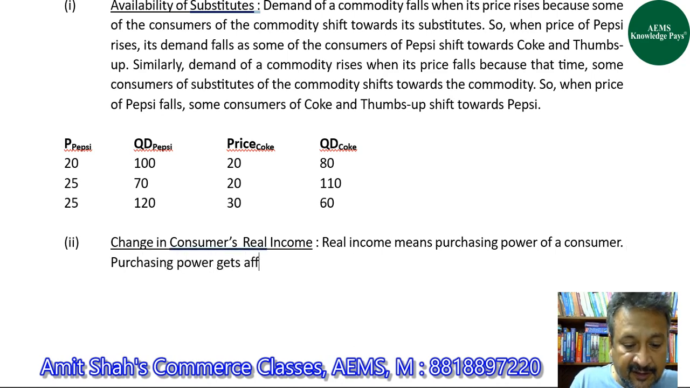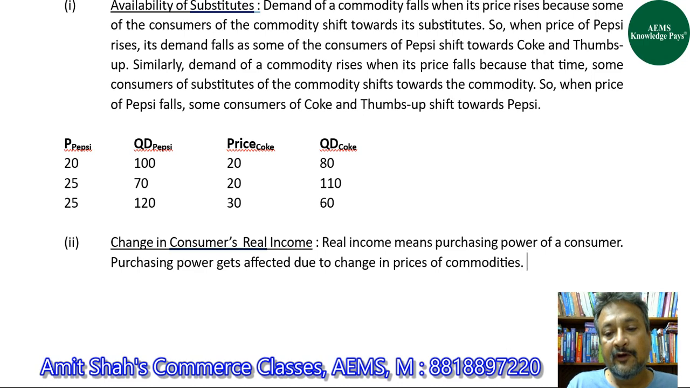Purchasing power gets affected due to change in prices of commodities. So when price of let's say apples rises from 100 to rupees 120 per kg, its demand falls. Why? Because some consumers now will not purchase as much of apples as they were purchasing earlier because of rise in its price. And this is what is change in their real income, that is purchasing power. So let's understand this with this example.